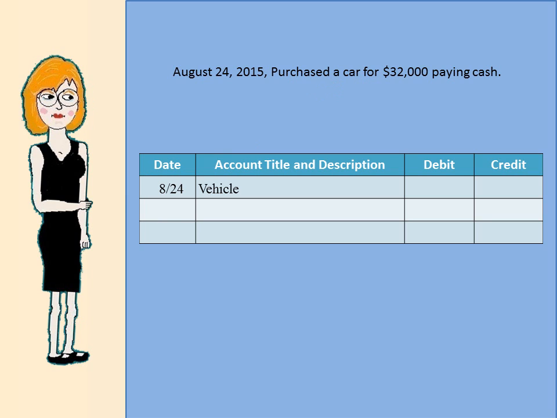So we will debit the vehicle account, which will increase that account. Then we will look how we paid for the vehicle. We paid cash. Cash is an asset account, and we will credit that account to reduce cash, so we will put the account name in the second column. Next, we will do a description. Purchase delivery car, which tells them what we did.